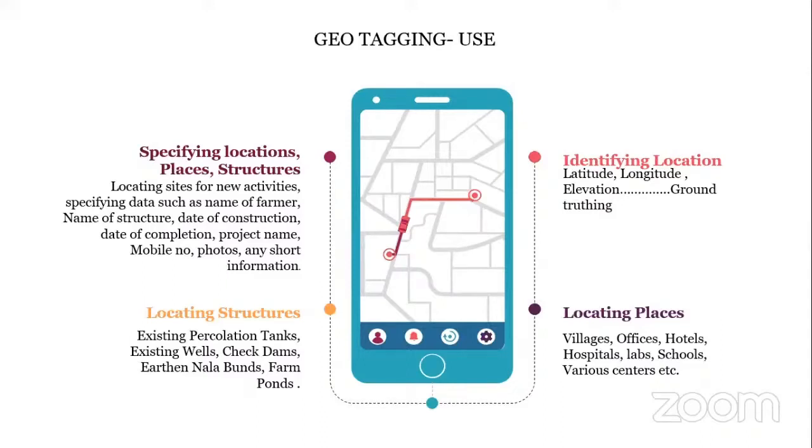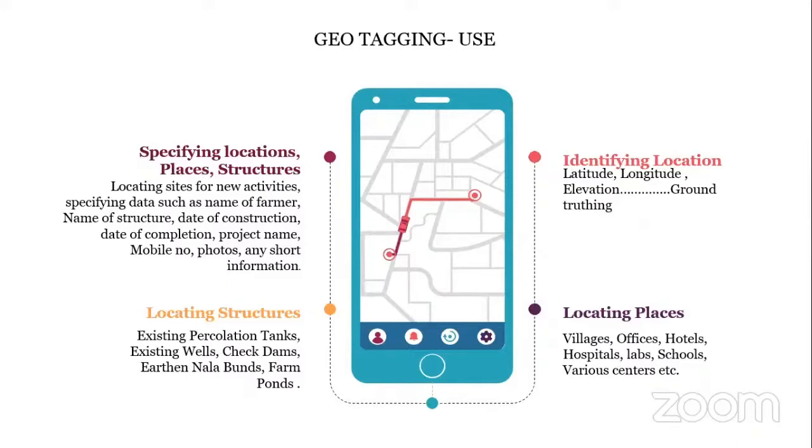So if there are a number of villages, or offices, or hotels, hospitals, schools, various centers. Now BIF is working along in various states and we have a number of cattle breeding centers in our locations. So we use GIS and remote sensing and geotagging for locating places. Where are our centers? Where are the villages? What is the profiling of those villages?